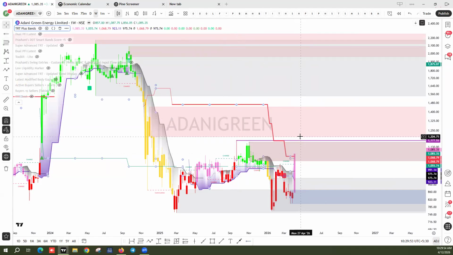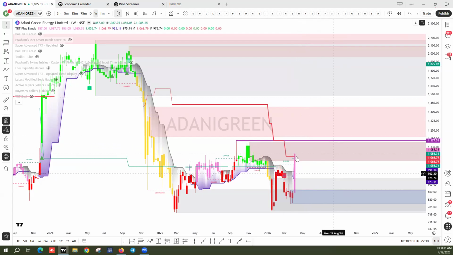So sometimes it closes above, gives a small retracement and goes up. Sometimes it doesn't give a retracement, it just goes up. That's where we can buy some quantity here and add on dips. That is the only time when I can buy earlier and add on dips.